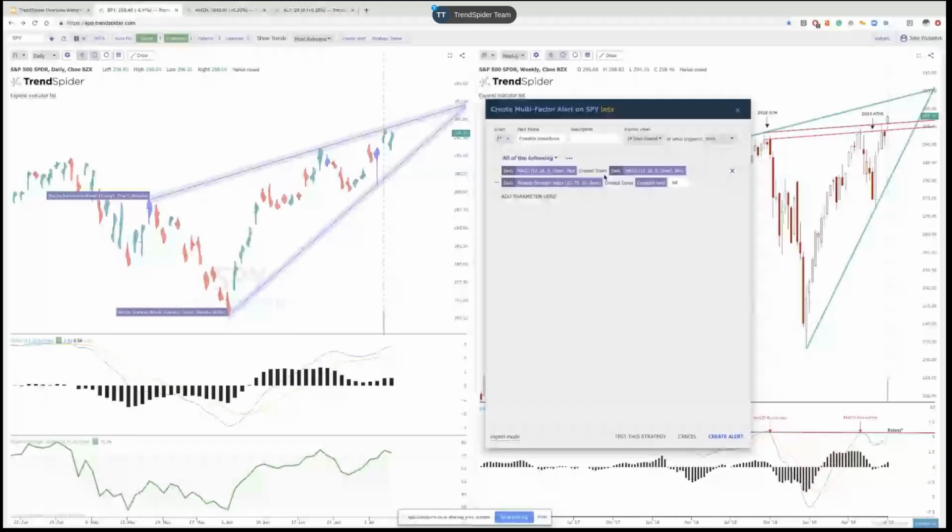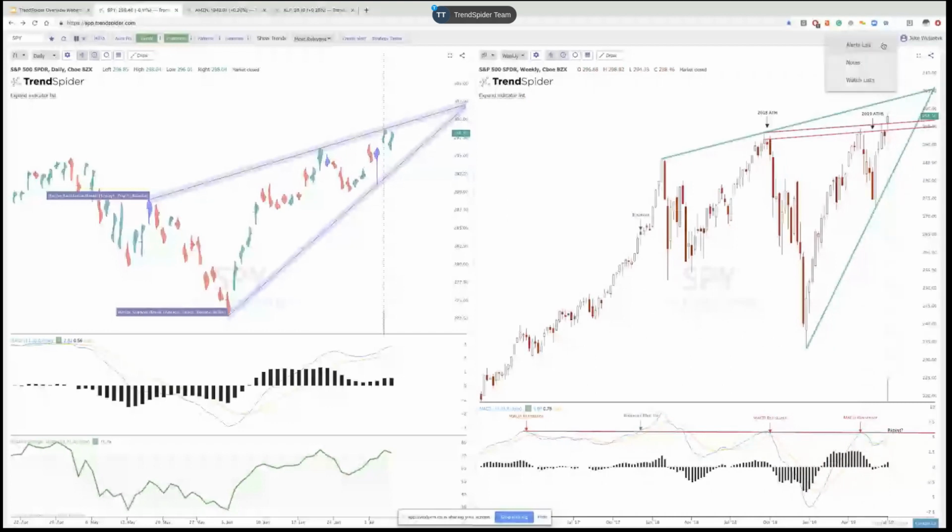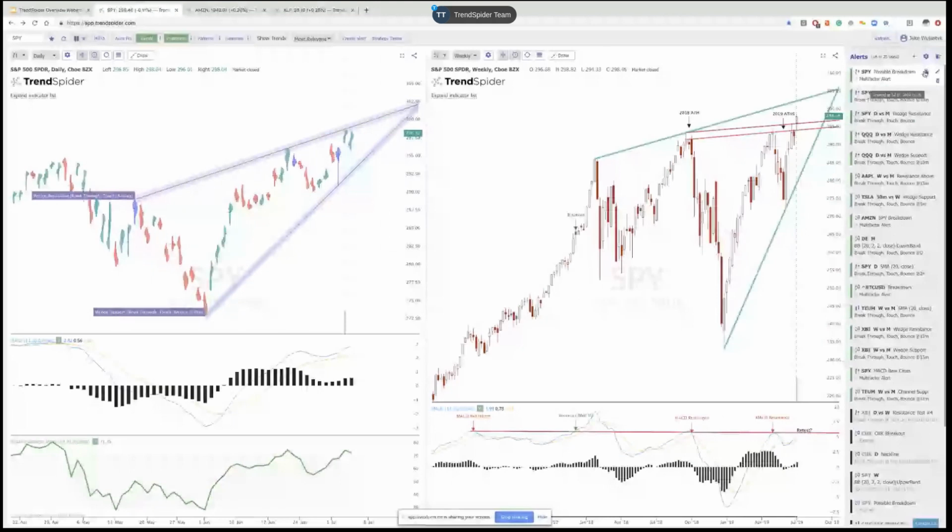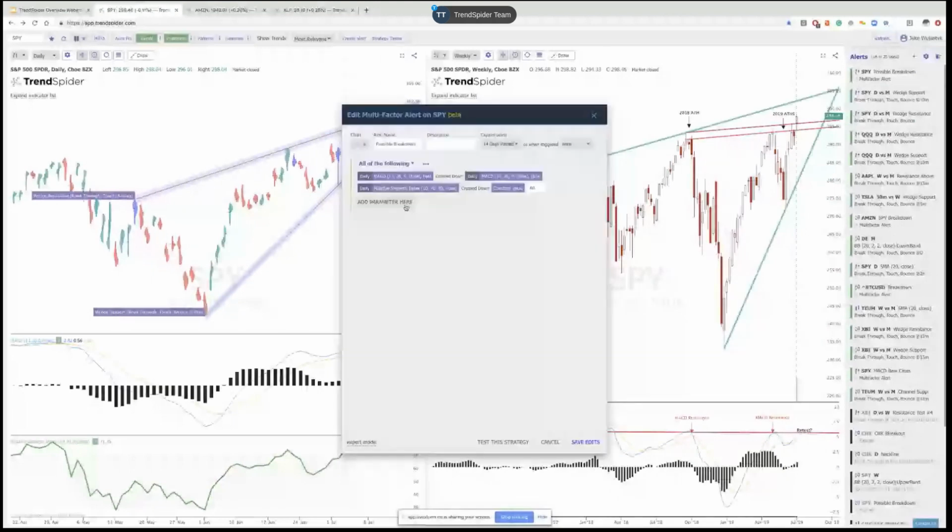Create alert. Then you can go to your widget here, alert list, and we'll see here that the SPY possible breakdown is right here. And we can go and edit it if we'd like, if we want to add more conditions. And on top of that, we can always test the strategy before we create the alert.